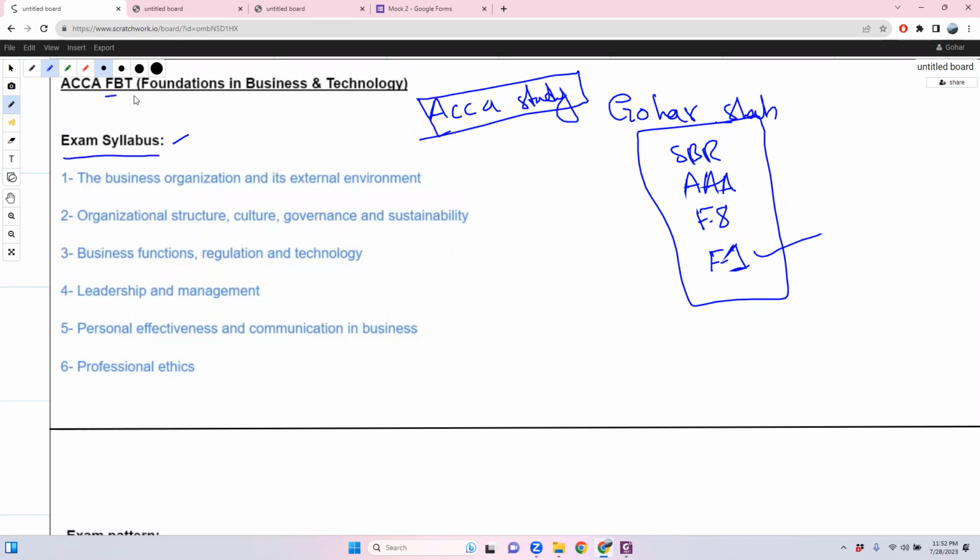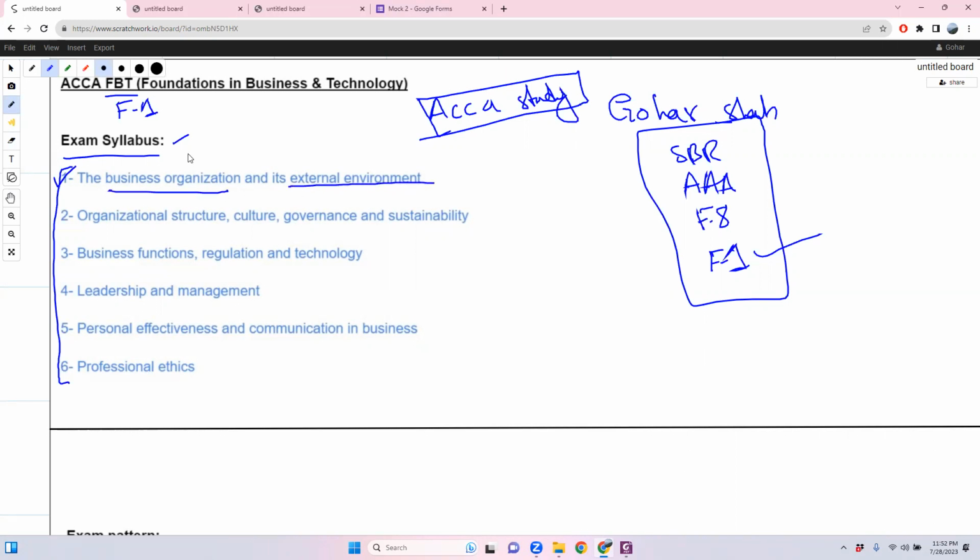The ACCA's FBT exam, or in other words the F1 exam, is a very easy exam to pass. What is the syllabus of this exam, and why is this quite easy at the same time? There are 6 basic topics from where the examiner is going to ask questions in the exam. The first topic is the business organization and its external environment. These are 2 separate topics.